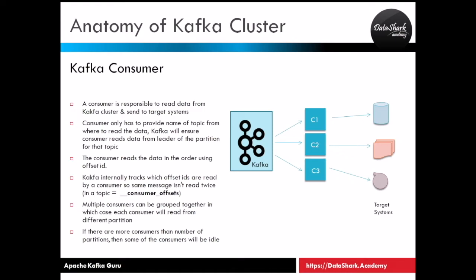So if you have more consumers than the number of partitions, then some of the consumers will not do anything because one consumer reads from one partition. It will not happen that you have two consumers reading from one partition. So this is an ideal setup for the consumers.